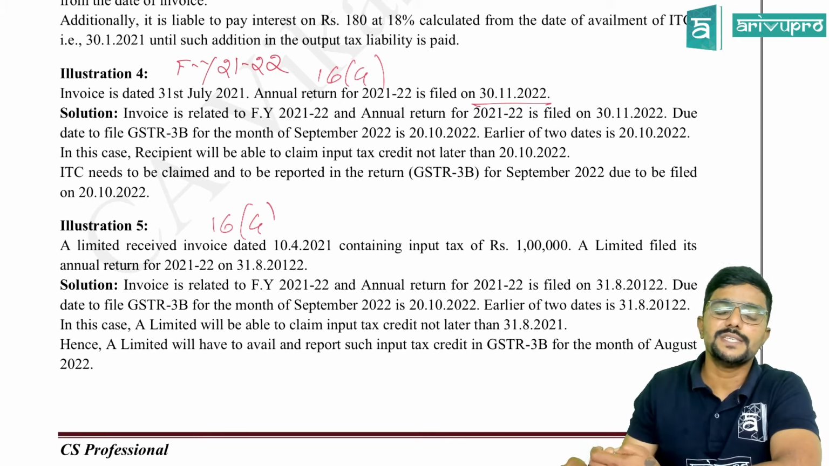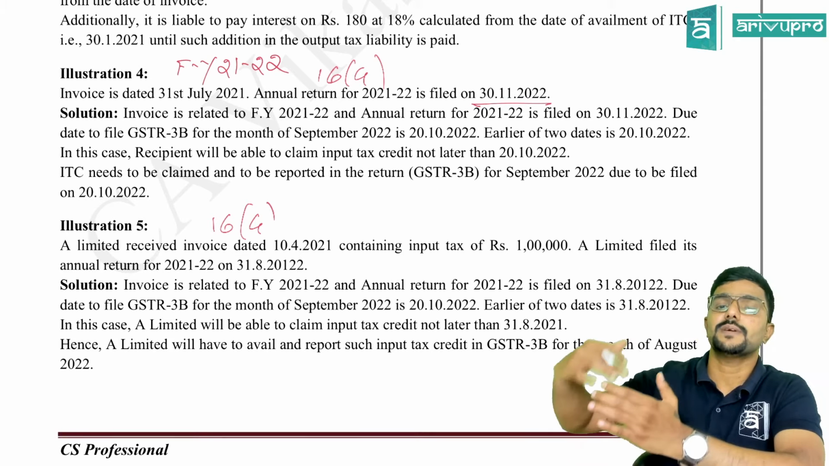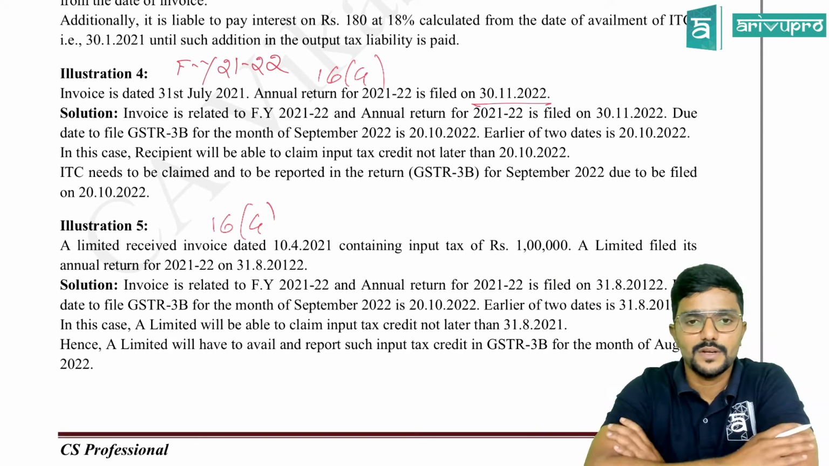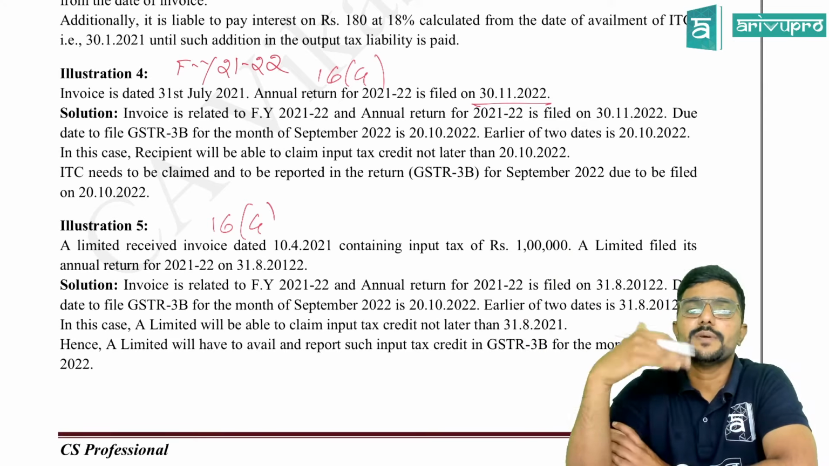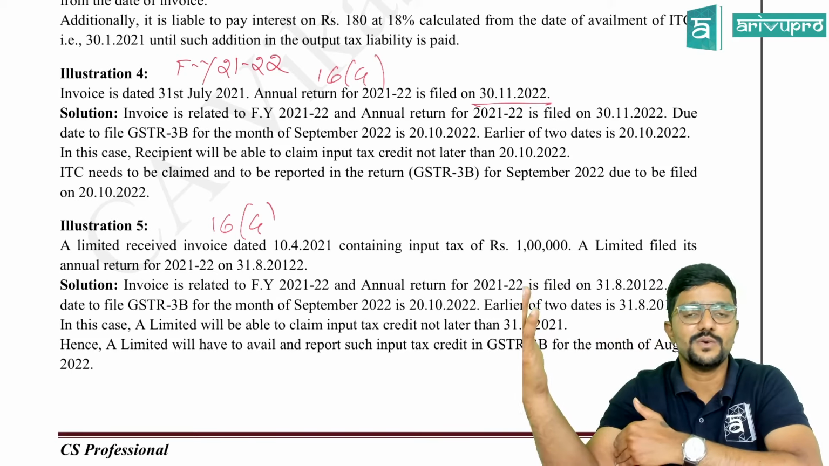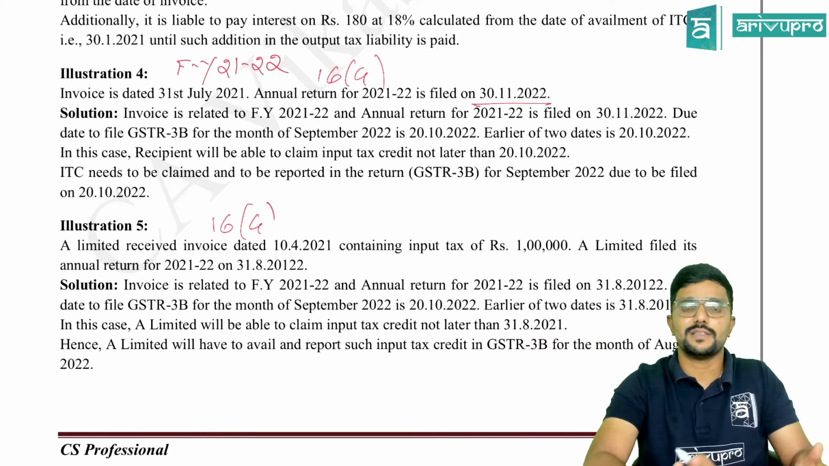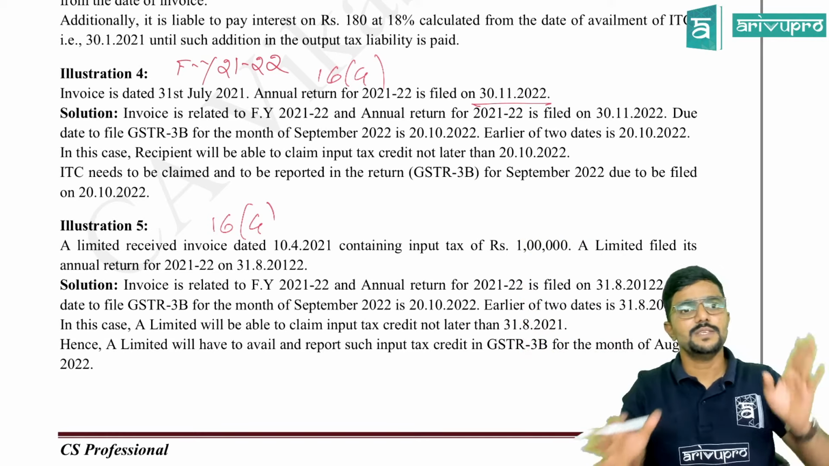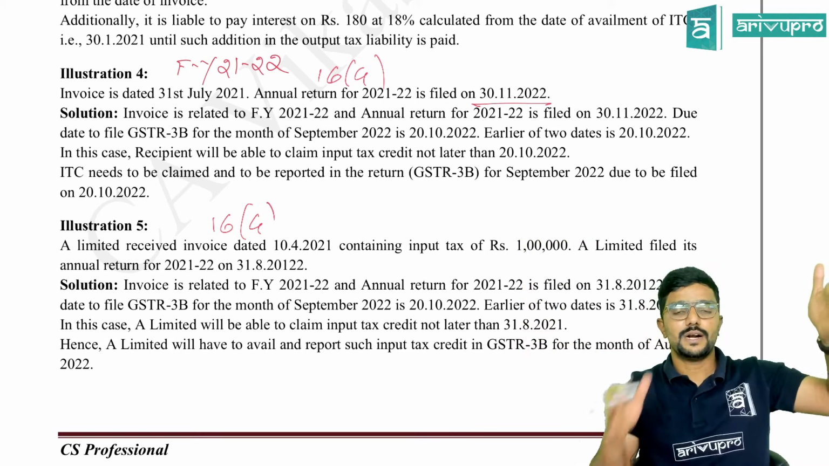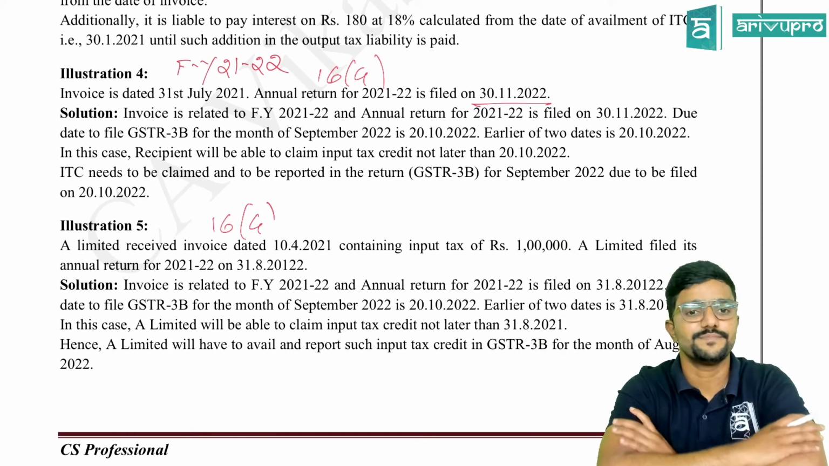Due date to file GSTR 3B for the month of September. That is September of next year, not for the year in which the invoice is related. So we need to take the September of next year, because some extra time should be given. You cannot claim it within the same year. At least 6 months, 7 months extra time should be given. Invoice is related to 21-22, at least give me some 6 months extra.